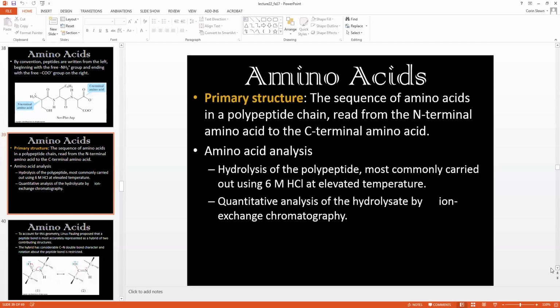Primary structure then is the sequence of amino acids in a polypeptide chain, reading from the N-terminal amino acid to the C-terminal amino acid. Amino acid analysis can occur when we hydrolyze a polypeptide. Typically we do this using 6 molar HCl with elevated temperature, and then we can do quantitative analysis of the hydrolysate by ion exchange chromatography.